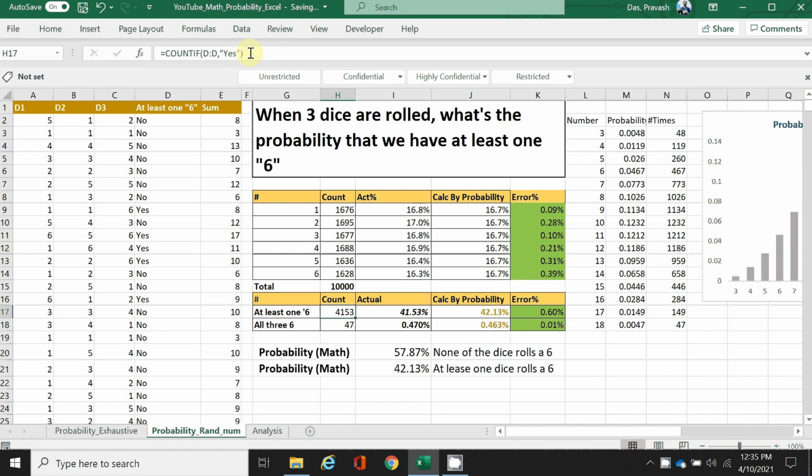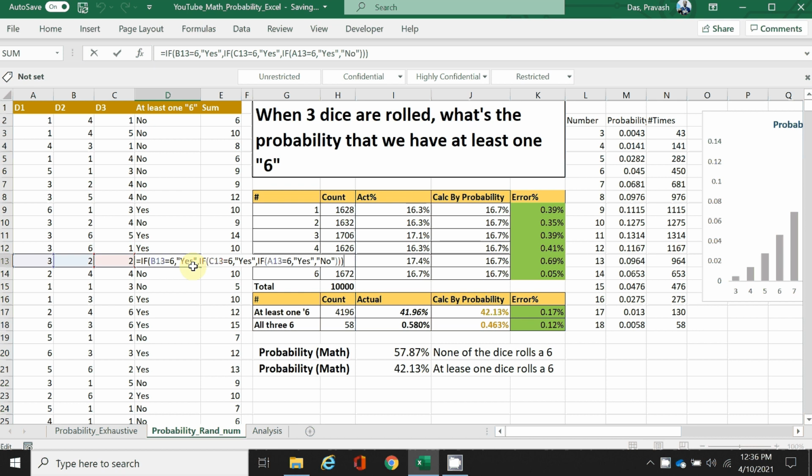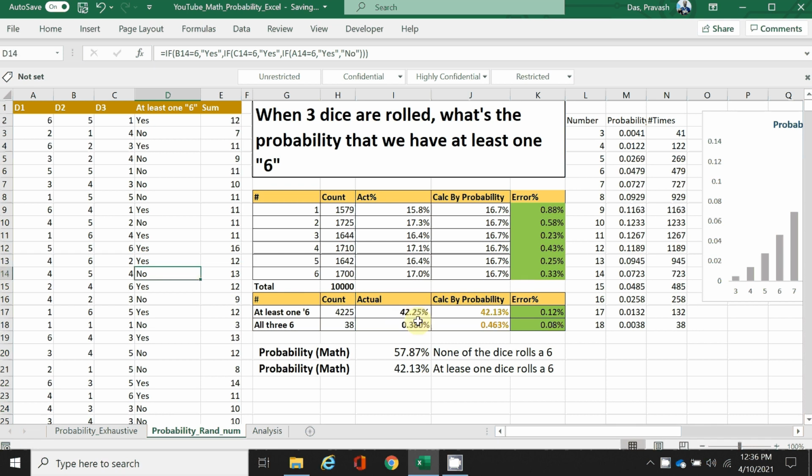So in this iteration, we have 4,153 yeses. And what's the total number of rows we have? 10,000. So that gives us a percentage of 41.53%, right? So in this iteration, we have 41.53% cases where we have at least one 6. We can change it once we hit enter, F2 enter, it just changes. You can see the number is changing here. Let's do it a few more times. So now it's 42.25%, right? We saw it was ranging between 41 and 42%.